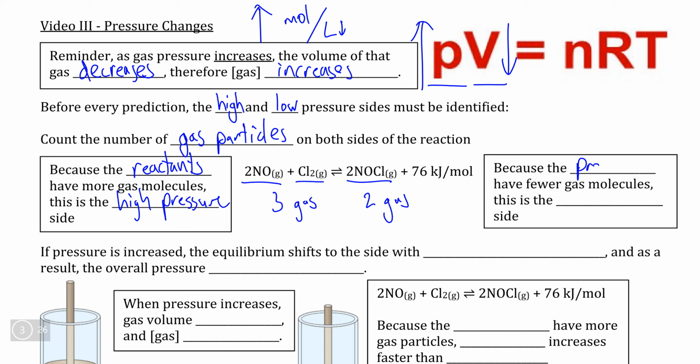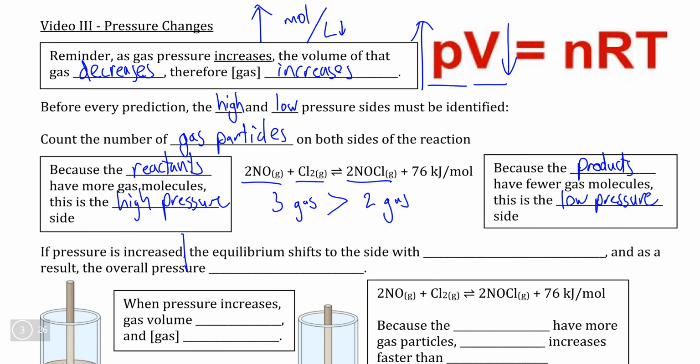Conversely, because the products have fewer gas particles than the reactants do, this is what we consider to be the low pressure side. Now, determining the high and low pressure sides of a chemical reaction is very useful in helping us to make an equilibrium shift prediction based on the maxim: whatever we do, the equilibrium will try to reverse.